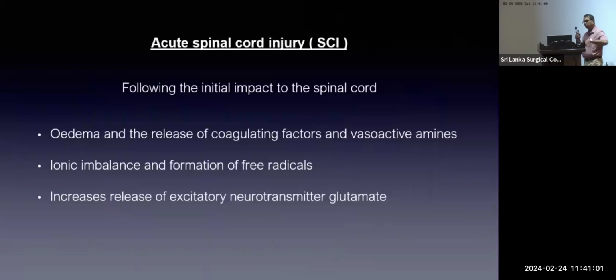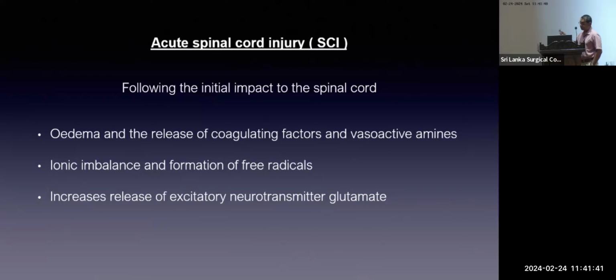Now, what does happen when a spinal injury occurs? In microscopic analysis, following the initial impact on the spinal cord, edema occurs. Why does edema occur? Because of coagulating factors and vasoactive amines, ionic imbalances, and increased release of excitatory neurotransmitters. All these can, by their release, cause secondary damage to the cord or even the brain.